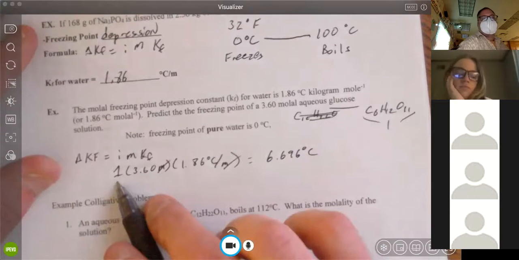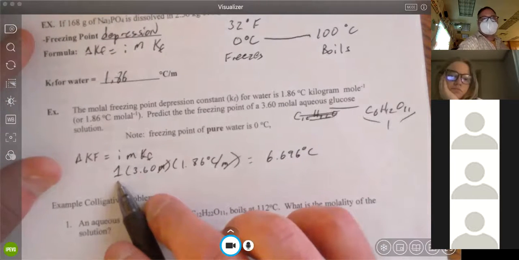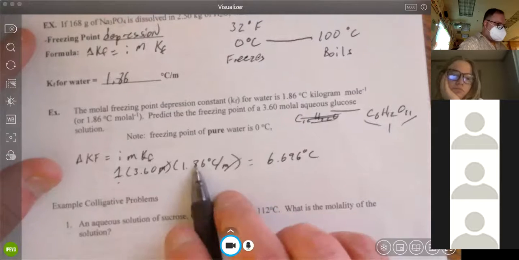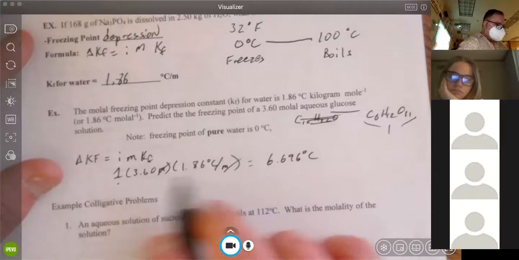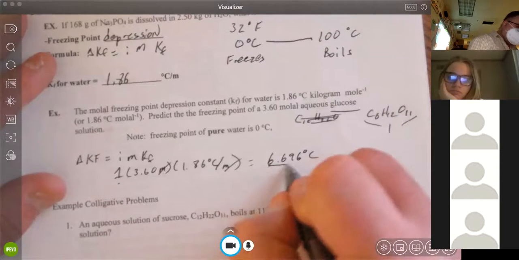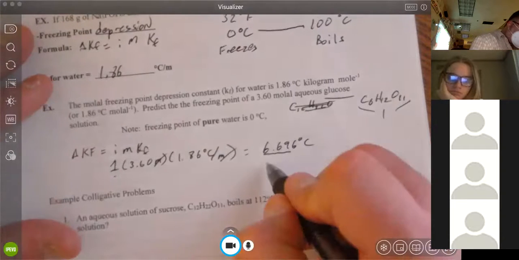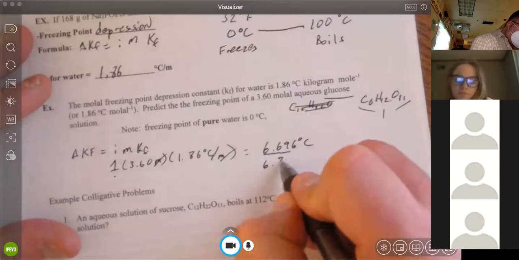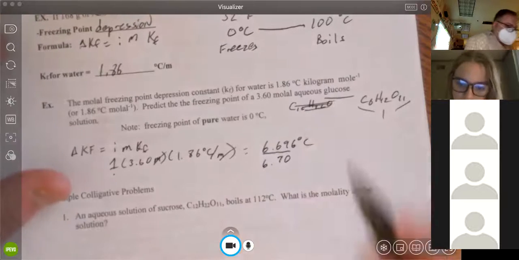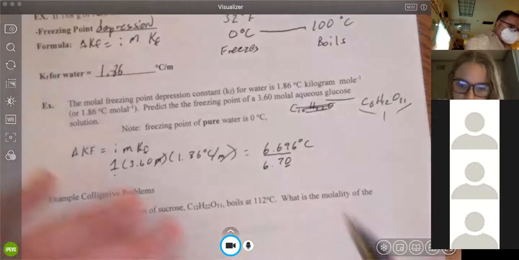So if we take a look, this 1 is infinite in significant digits. Each of these have 3. This is a perfect number. Each of these have 3. So we need to round this to 3. Then when we add, we'll have to go out 2 decimal places.